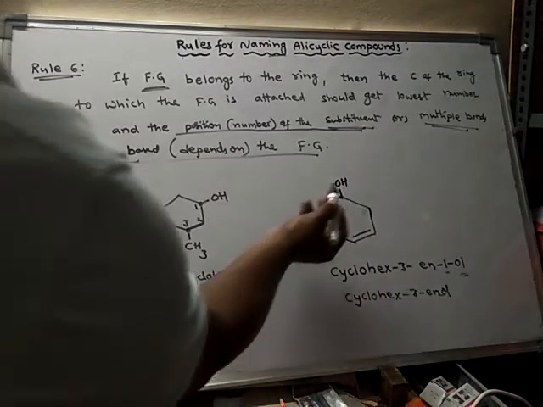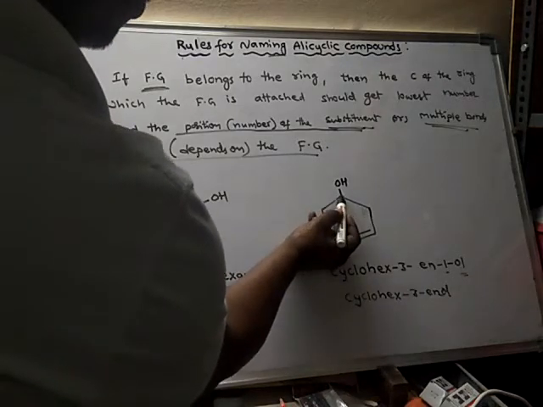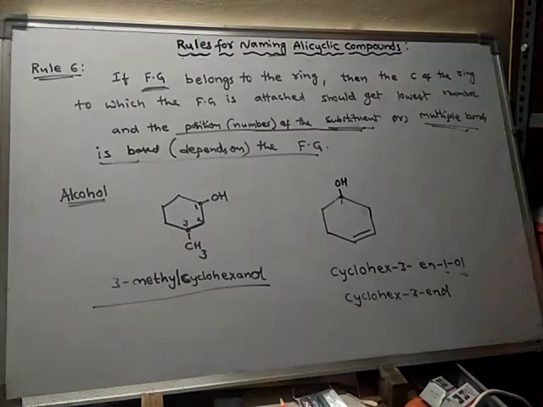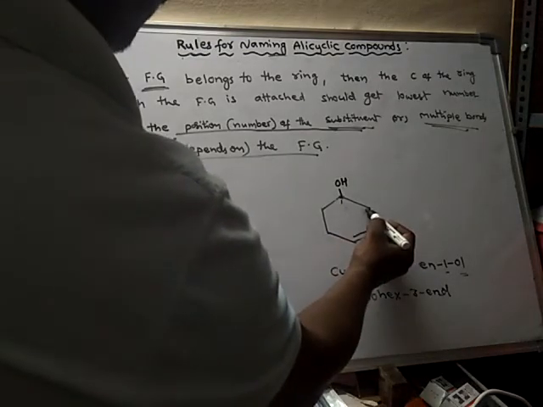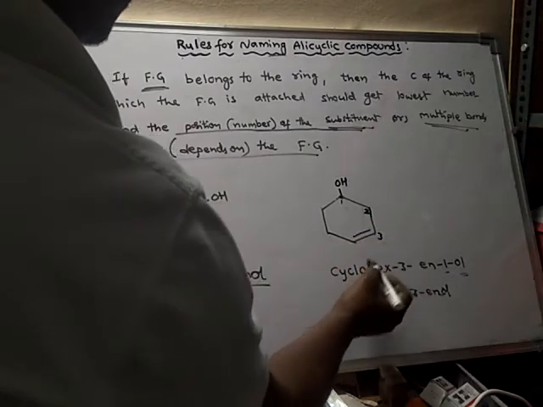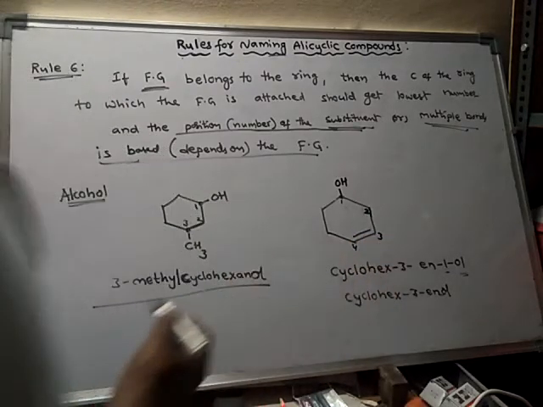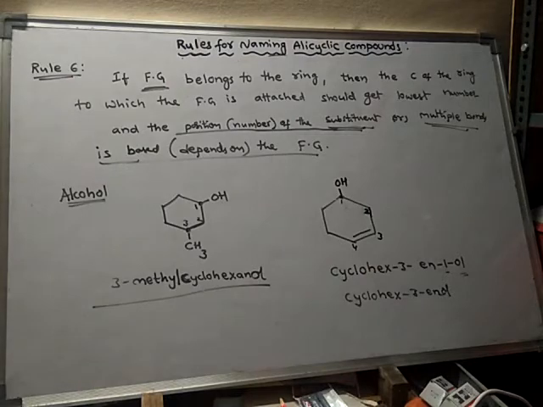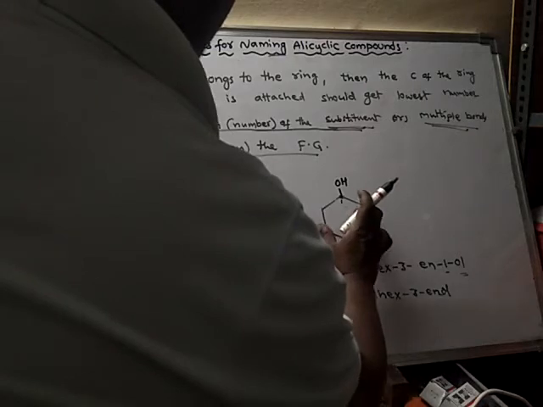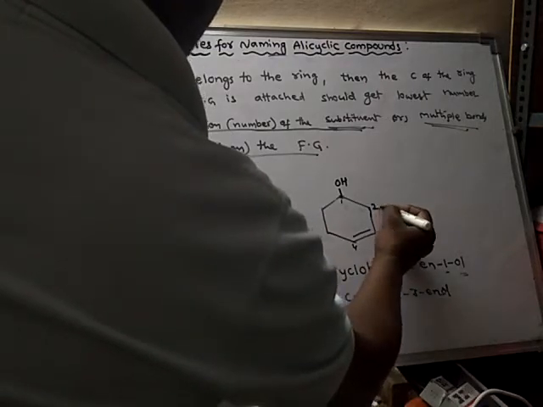So when a functional group is present, the carbon to which the functional group is attached will get the lowest number. So here 1. The next carbon will get number 2, this will get number 3 and this will get number 4. So in this way, the numbering is done.